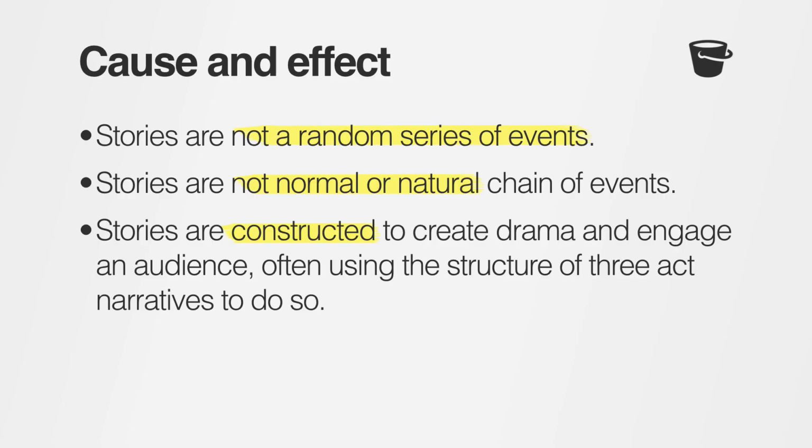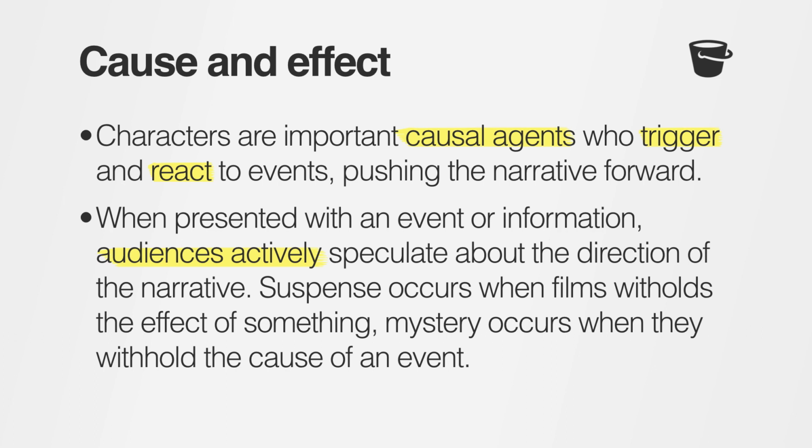In summary, cause and effect demonstrates that stories are not a random series of events, nor are these events normal or natural, although they might seem to be. These stories have been constructed by filmmakers and screenwriters to create drama and engage an audience, often using the structure of three-act narratives to do so. Within these stories, characters are important causal agents who trigger and react to events. When presented with an event or information, audiences actively speculate about the direction of the narrative. Suspense occurs when a film withholds the effect of something. Mystery occurs when it withholds the cause of an event.